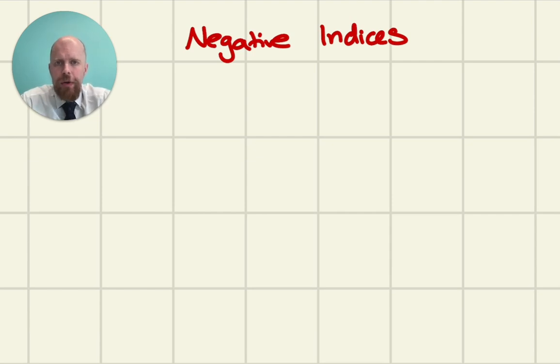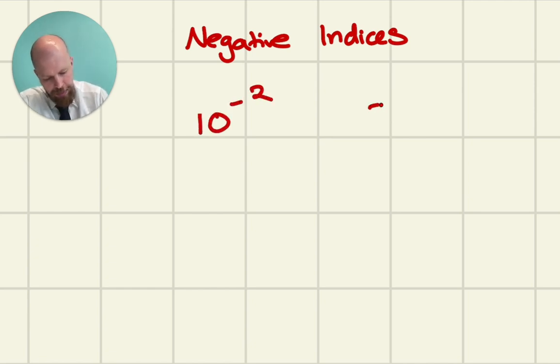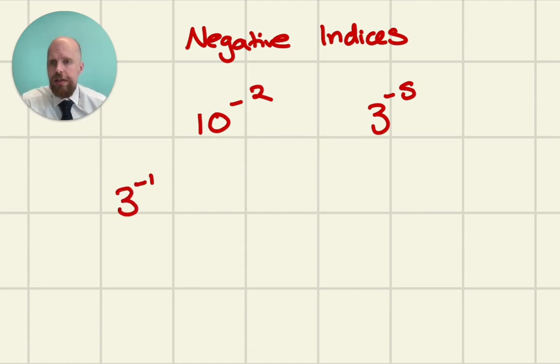In this next video, in my series on indices laws, we're going to be looking at negative indices. This, for example, is when you have 10 to the minus 2 or 3 to the minus 5. Now let's start with just power negative 1. Let's take 3 to the minus 1.